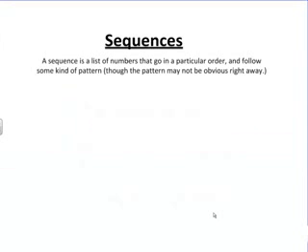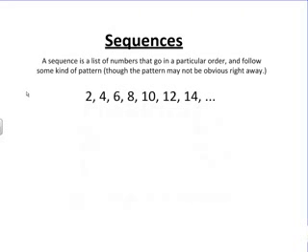So first, just a definition of sequences. You've already explored these a little bit in your handout in class. A sequence is a list of numbers that go in a particular order, and they follow some kind of pattern, though the pattern might not be obvious right away. You guys dealt with some difficult sequences on that handout where the pattern wasn't always obvious. Here's one where the pattern is obvious. 2, 4, 6, 8, 10, 12, 14. So this is just the sequence of even numbers.